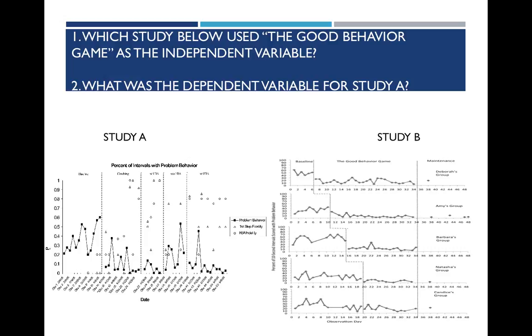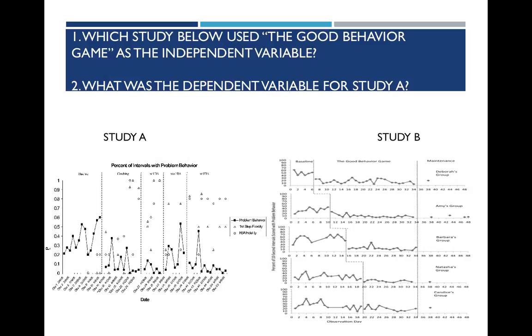The dependent variable is always listed in the vertical axis, so it's percent of intervals, in this case, of problem behavior. So the single subject research question would be, is there a functional relation between use of interventions based on a functional behavioral assessment and decrease in the percent of 10-second intervals with problem behavior?